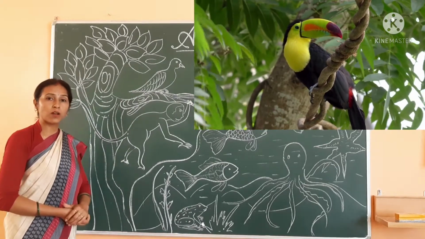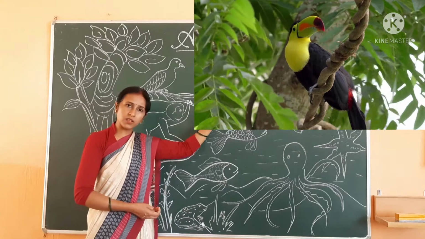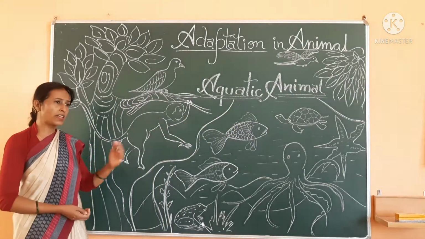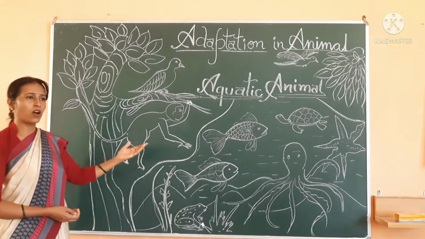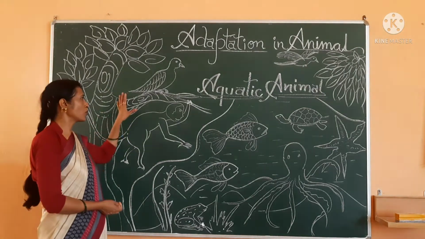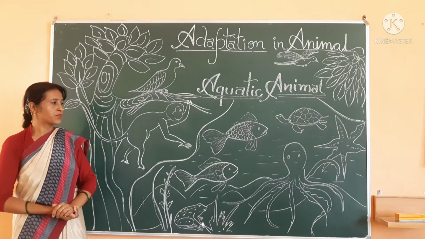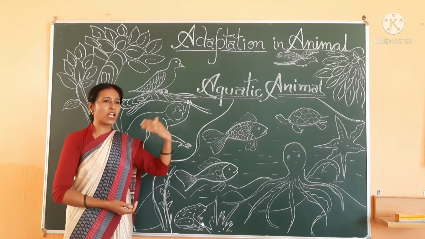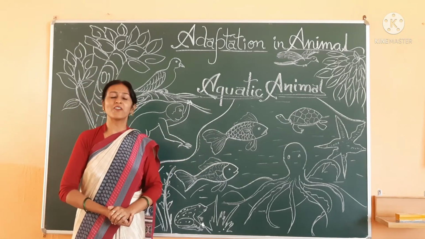So today we have covered three topics. The first one is aquatic animals. The second one is amphibians, which are found on land as well as in water, like frogs. And after that, animals found in air: arboreal animals, which are found on trees, and their adaptations. So these three topics we have covered today. In our next video, we will switch to the next topic. Have a great day.